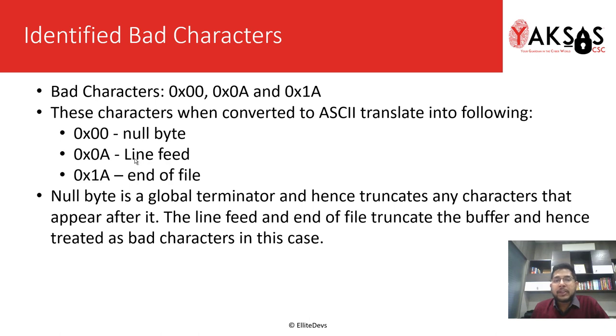So this explains why our application didn't crash after we sent it the buffer again after removing the hex 0A character. It is because when it encountered hex 1A, it treated it as the end of file. And at that time, the length of our buffer was sufficient and the buffer overflow vulnerability was not triggered. So as I said, the null byte is treated as a string terminator, and similarly line feed and end of file also truncate our buffer, and hence they are treated as bad characters for our shellcode.